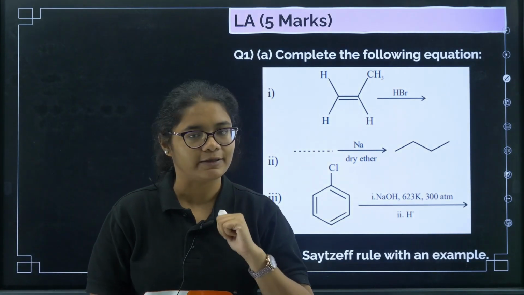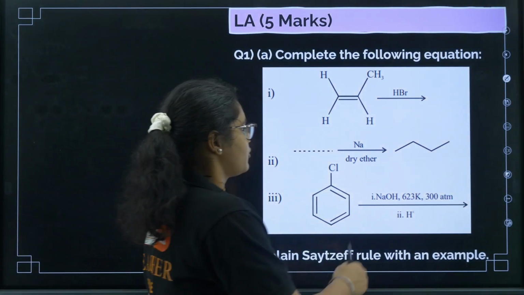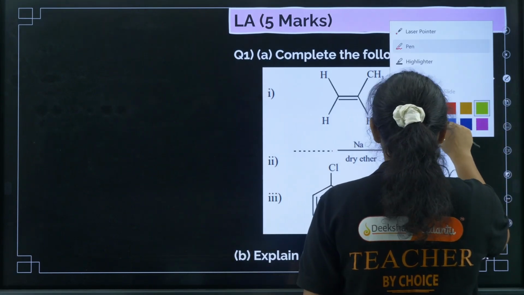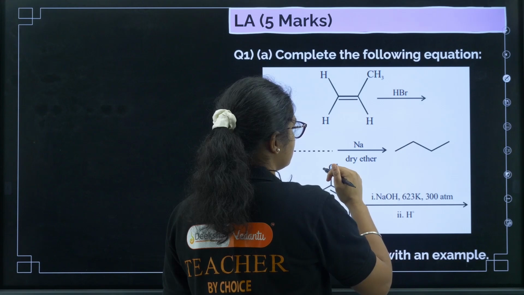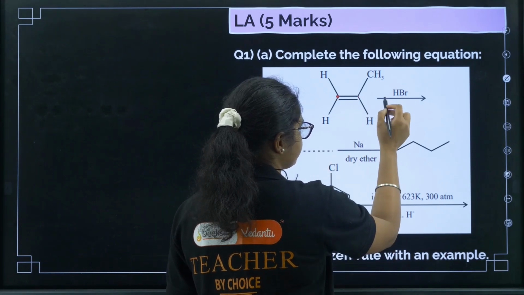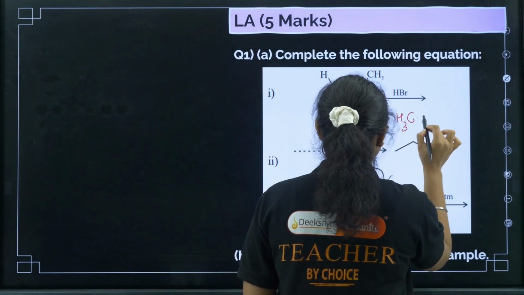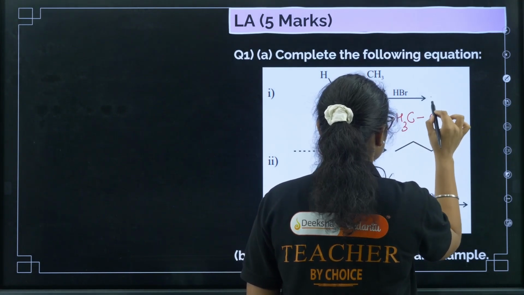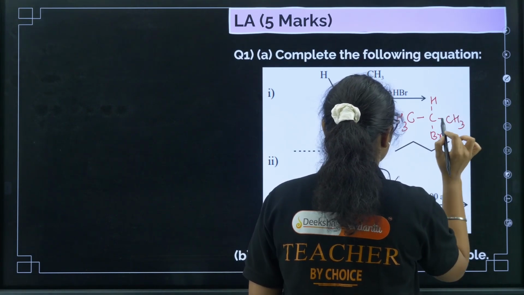Now we will go to 5 marker questions, okay. So what is the first thing? You need to write down the products here. First one: this is addition of HBr, it will follow Markovnikov's rule, right? Here in this carbon there are 2 hydrogens, here 1 hydrogen, so the negative part will go here. So I will get CH3, C with H and Br, and CH3, okay.